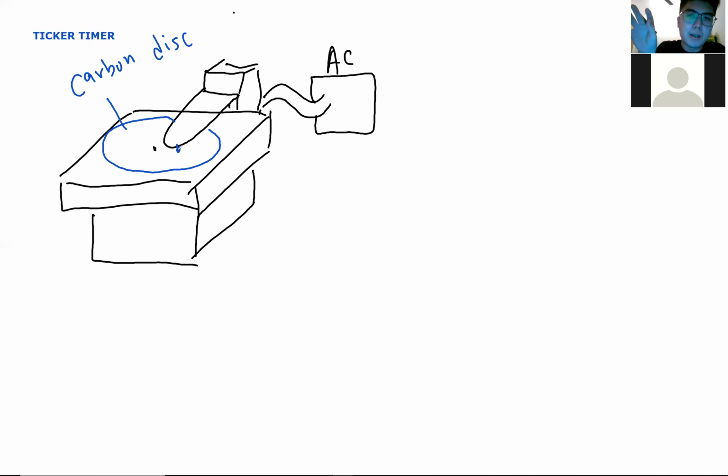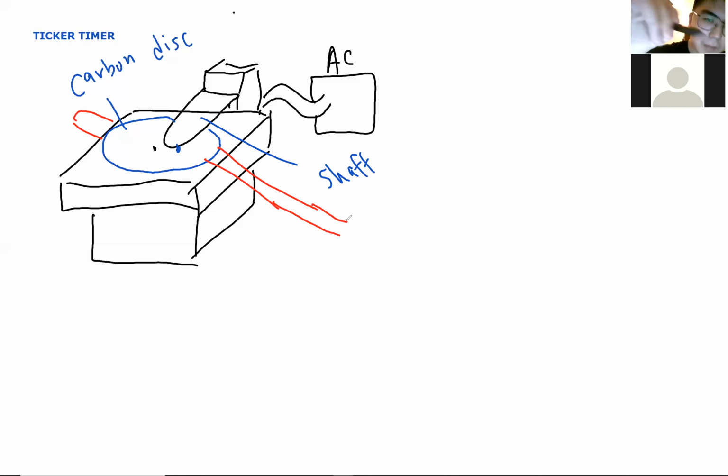When you turn on the ticker timer, right? This one, it will keep vibrating. This shaft here, it will vibrate up and down. Okay, what happened is 当它下的时候 it will press onto the carbon disc, and then it would mark a point on the surface. Okay, usually we will put a ticker tape underneath this one. So the red thing is a ticker tape. Okay, ticker timer and ticker tape. Ticker timer 它是那个 device. Okay, ticker tape 它是一个长长的一个 a strip of paper.